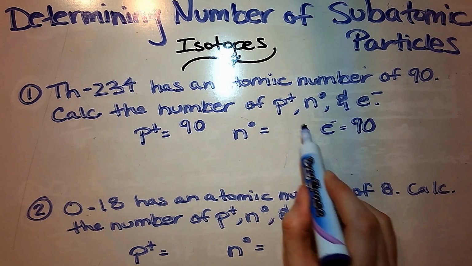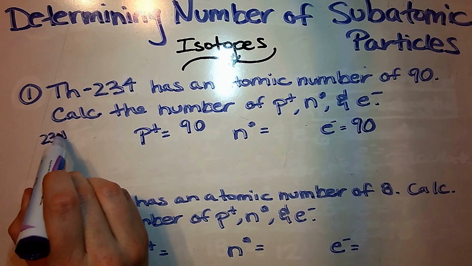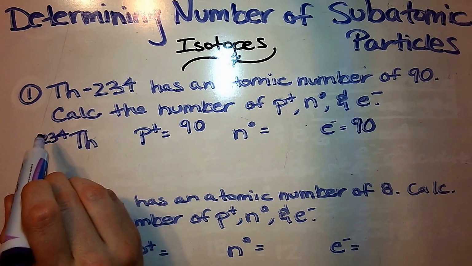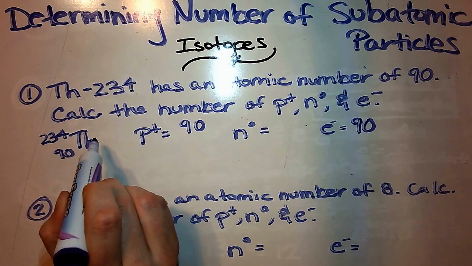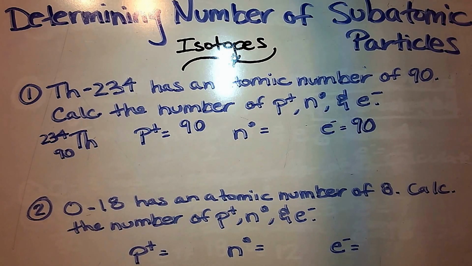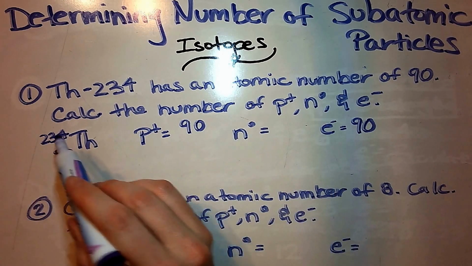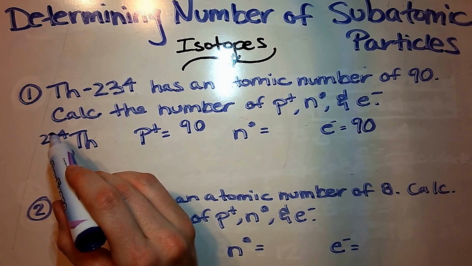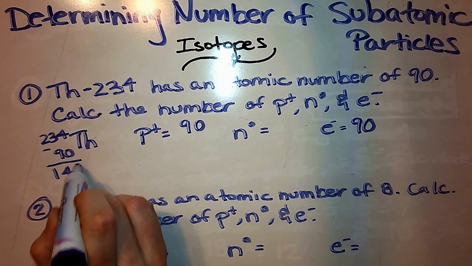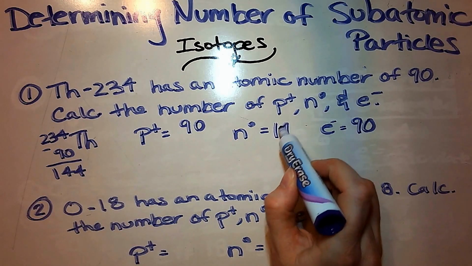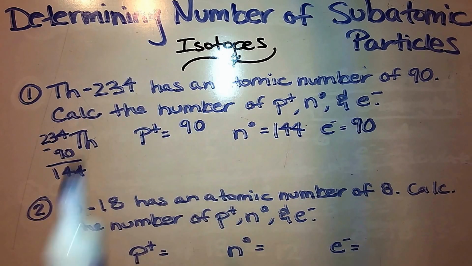So when I want to find my number of neutrons, I'm going to set this up the chemical representation way, where I have my mass number up top, my atomic number on bottom, and then my chemical symbol out to the side. When I want to find my number of neutrons, I simply subtract my atomic number from my mass number. So 234 minus 90 is 144. So I have 144 neutrons in thorium-234.